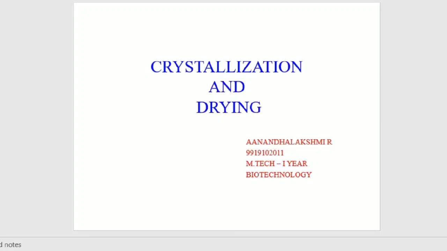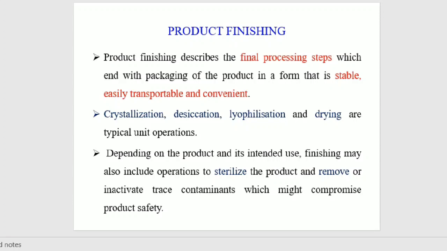Hi everyone, I'm going to talk about crystallization and drying. It is one of the downstream processing steps used for product polishing involved in the purification of product. First, product finishing. Product finishing describes the final processing step which ends with packaging of the product in a form that is stable, easily transportable and convenient.